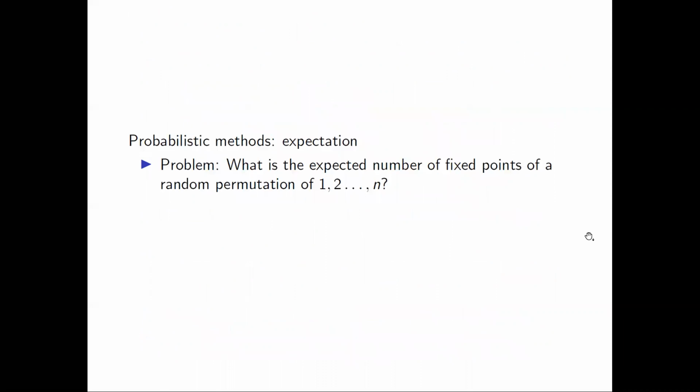So here's a problem for you to think about, which uses similar methods to what we've looked at so far. The question is: what is the expected number of fixed points of a random permutation of 1, 2, up to n? And we've seen fixed points before in earlier videos. And same idea here.